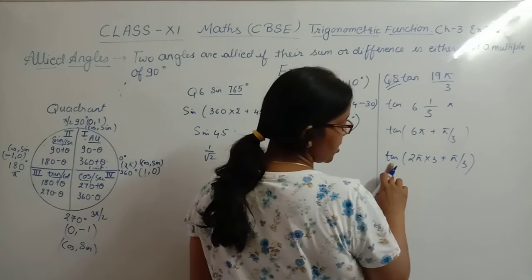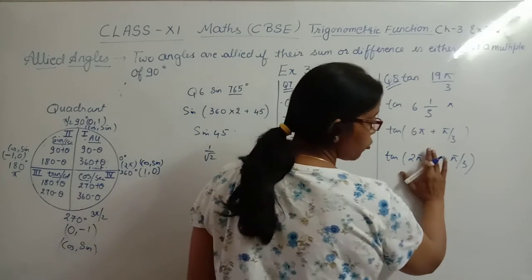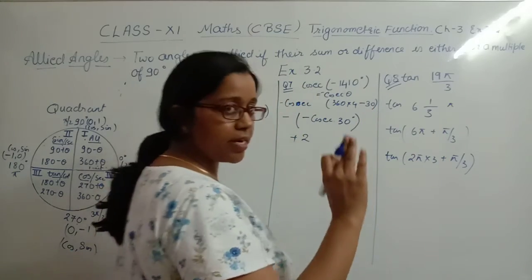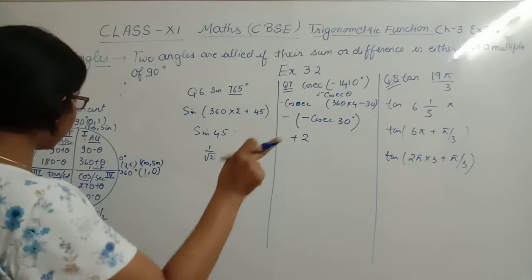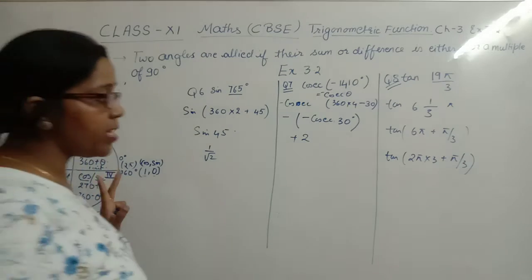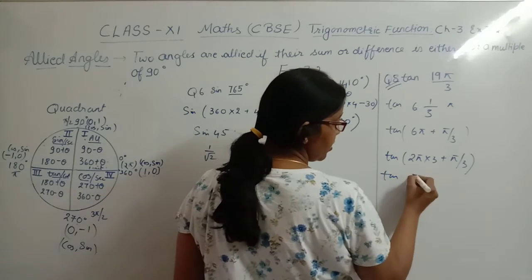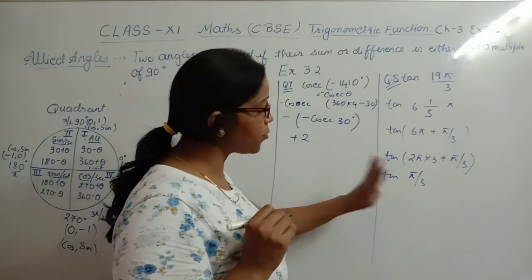So now 360 plus theta. I told you to ignore the multiple because it doesn't make any difference. We are just taking that number of rounds over there. Now 360 plus theta again lies in the first quadrant. The value will remain the same. So tan 10 pi by 3. Hope this is clear to everyone.